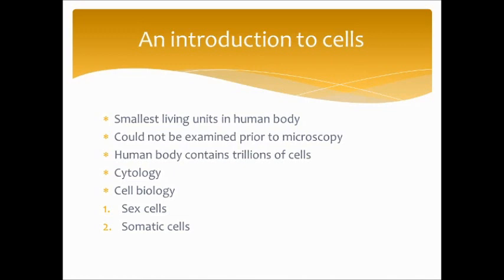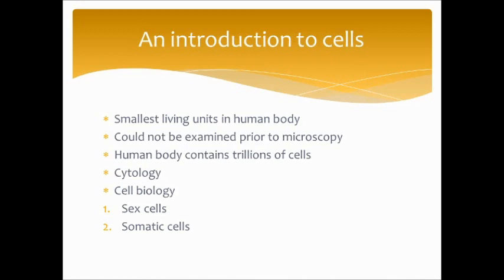Prior to microscopy being invented, they could not be examined because they are so small. There are some cells that are large enough to be seen by the naked eye, such as the ovum, the egg that females produce. Microscopes were invented about 400 years ago, so that's about the time that we started looking at cells. Our body contains trillions of cells. It's pretty crazy to think about.